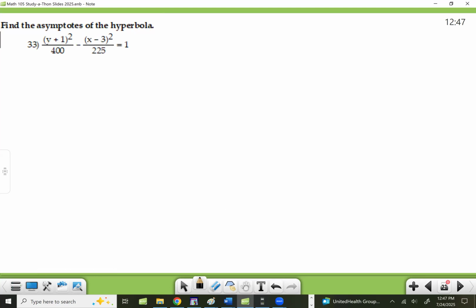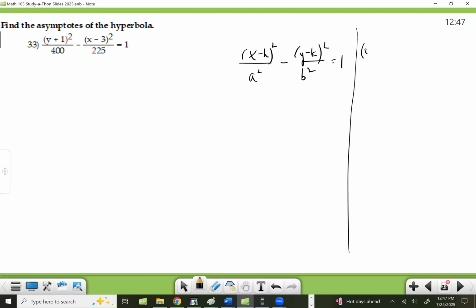All right, let's take a look at 33. Find the asymptotes of the hyperbola. We have either a hyperbola where the x is first, or the hyperbola where y is first. Sorry, I don't know why I put either. One variable is always first on the hyperbolas.